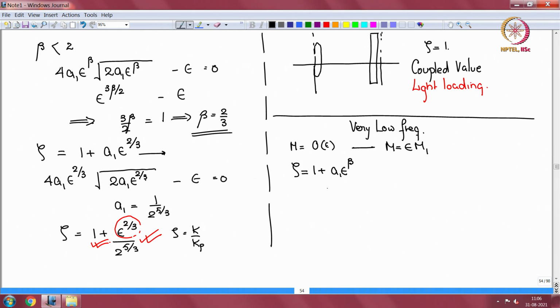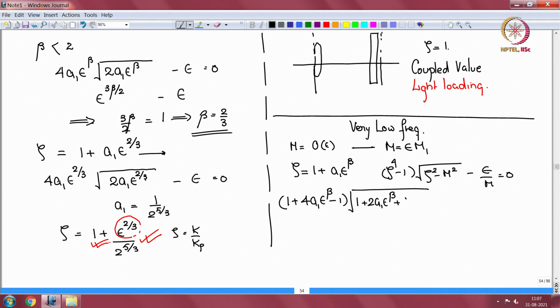Okay, so we shouldn't forget the dispersion equation, 4 minus 1 square root of beta square minus m square minus epsilon over m, that is to be balanced. So I get 1 plus 4 a1 epsilon to the power beta minus 1, square root of 1 plus twice a1 epsilon to the power beta plus a1 square epsilon to the power twice beta minus epsilon square m1 square, minus epsilon by epsilon m1, so epsilon is equal to 0. So this is now an order 1 quantity.